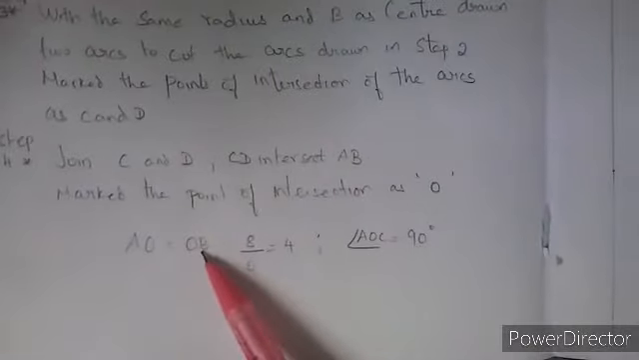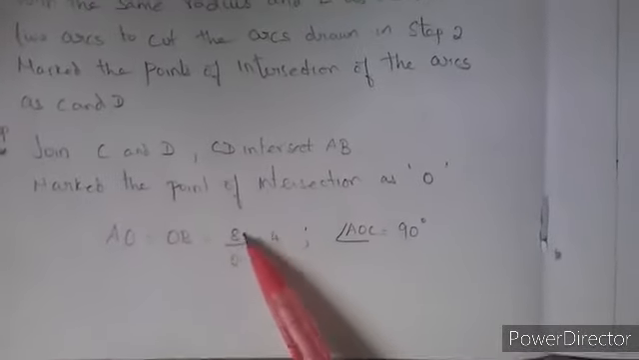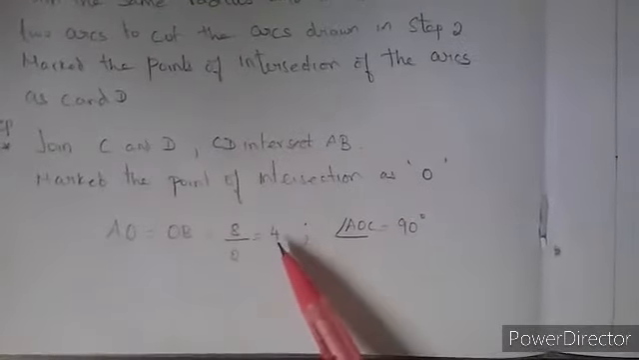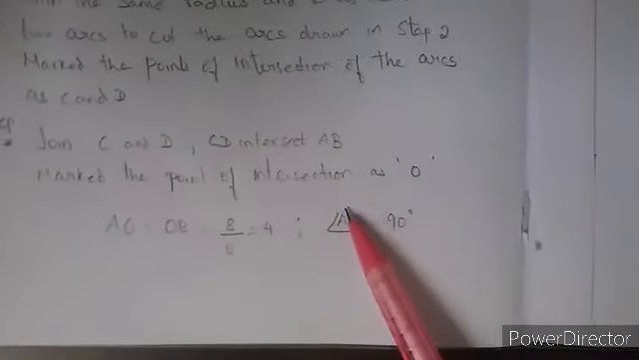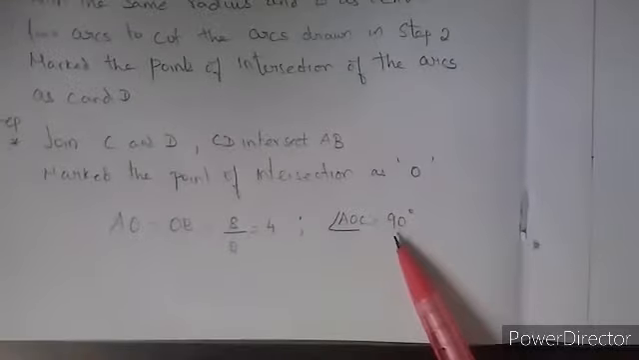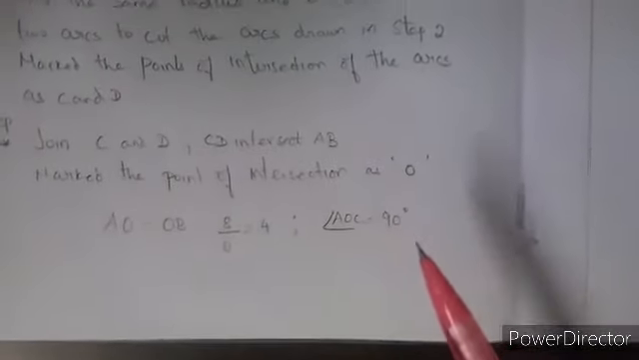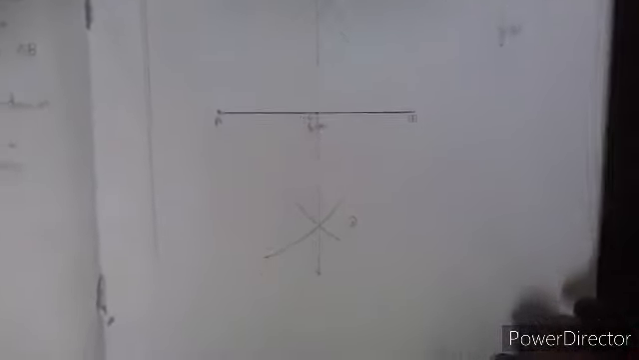Now, how to measure this? AO should be equal to OB. That is, the given length you have to divide by 2. So, half of 8 is 4 cm. And angle AOC equals 90 degrees. Is it clear, students? Your first sum. Let's move to the next sum.